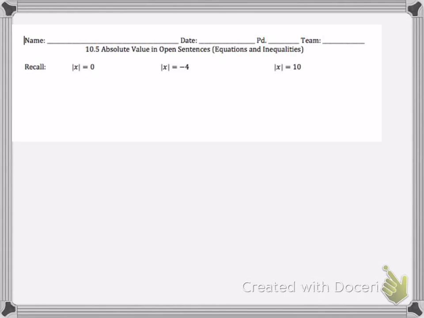Hey, algebra students, we're looking at 10.5, absolute value in open sentences, equations, and inequalities. Just reminding you that when you have absolute value, you're looking at the possibilities of one solution. When we have the absolute value of x being equal to 0, then there is one solution, and that solution would be 0. Or the absolute value being equal to a negative value is no solution. So one solution or no solutions.